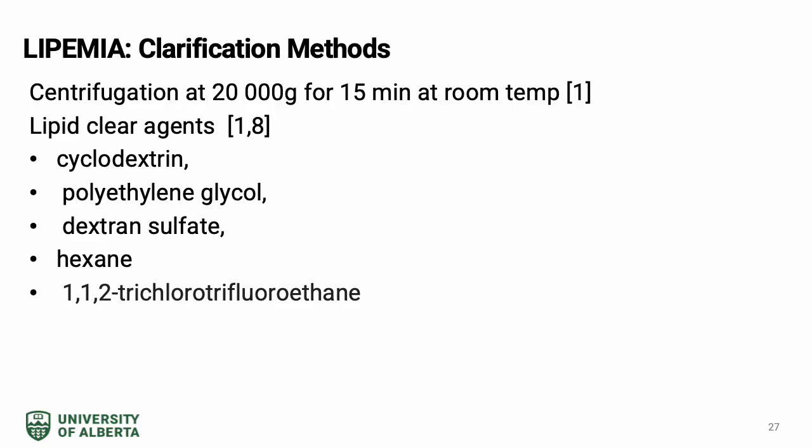While ultracentrifugation is the recommended way of clarifying a lipemic specimen, some labs use high-speed centrifugation at 20,000 G for 15 minutes at room temperature to separate their samples. Lipid clearing agents, such as those listed here, have also been used to clear lipids from samples. A popular commercial lipid clearing agent is LipoClear. Although lipid clearing agents are less expensive and easy to use, they should be used with caution as the clearing agents are known to affect the concentration of analytes in samples, such as protein.